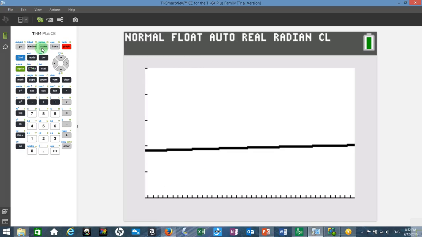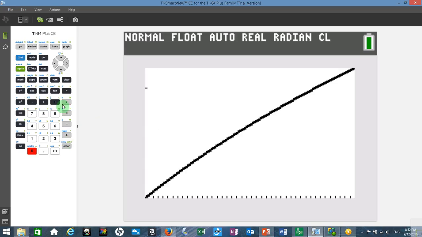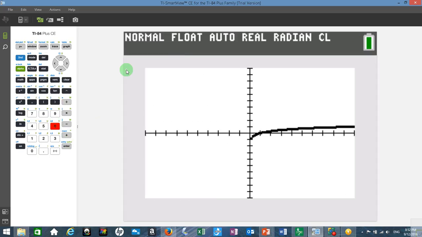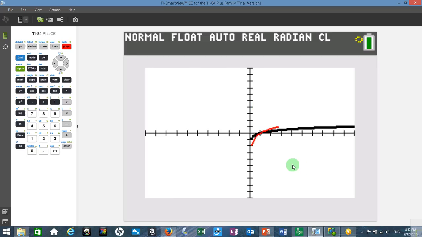It's not where we can see it. It says zoom 0. I don't like that one either, so let's zoom standard. There we go. And that's the log. Why don't you graph the natural log? Okay. Y equals, and we'll do it in red, natural log of x. And graph. There's the black line, and there's the red line. It's a little bit different, but that's the difference between log base e and log base 10.